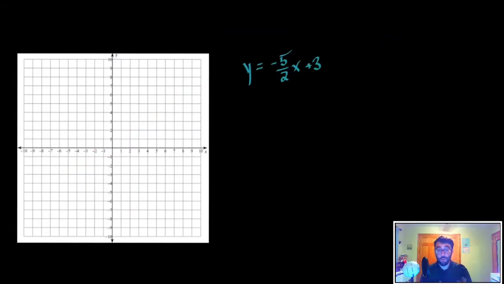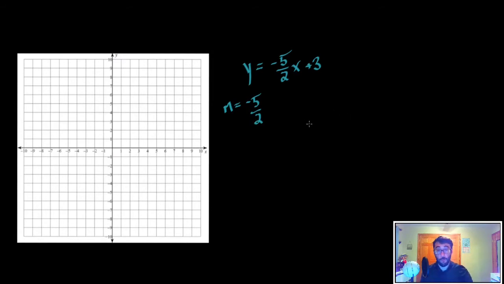Okay, so we have a different example here. We have y equals -5/2 x plus 3. So remember, we are graphing using slope-intercept form, which means we need the slope and the y-intercept, and it's as easy as picking the pieces out. Okay, so the slope, remember, is m. It's whatever's multiplying x, which in this case is -5/2.